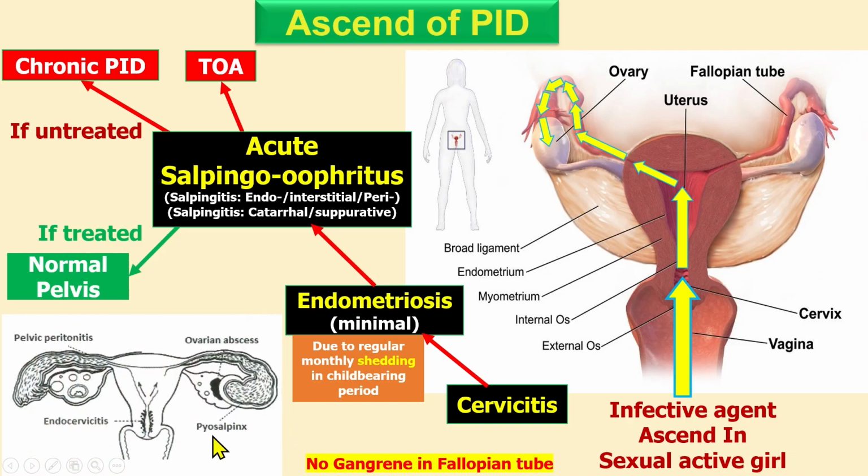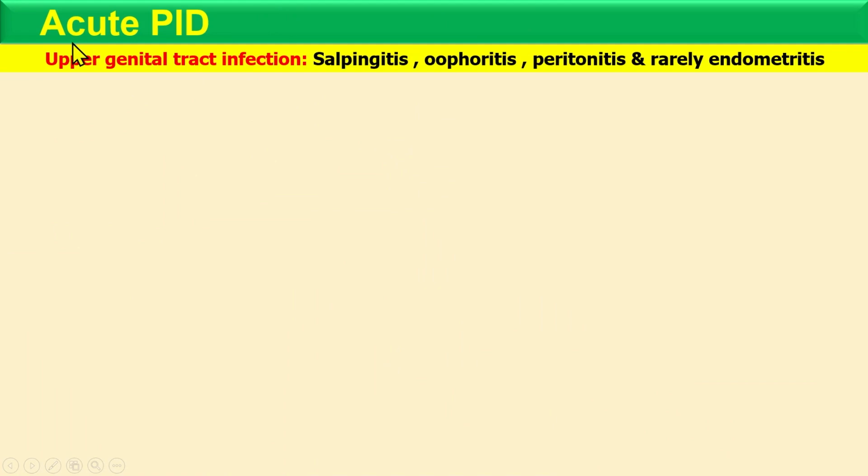Here you can see there is pus formation in the ovaries as well as in the tube. Or it can lead to peritonitis, because the peritoneum is covering the upper side. If the infection spreads, it involves the peritoneum, which causes peritonitis. So this is the mechanism of infection. Infection spreads from downward to upward: cervicitis, endometritis, acute salpingo-oophoritis, then chronic PID, TOA, or peritonitis. Okay, so let's define acute PID.